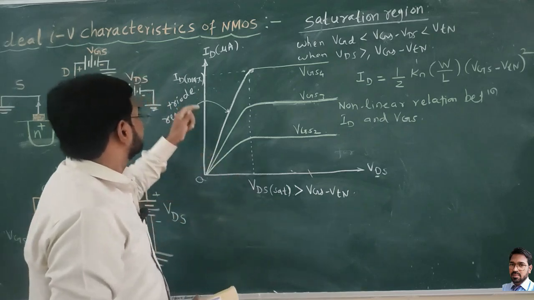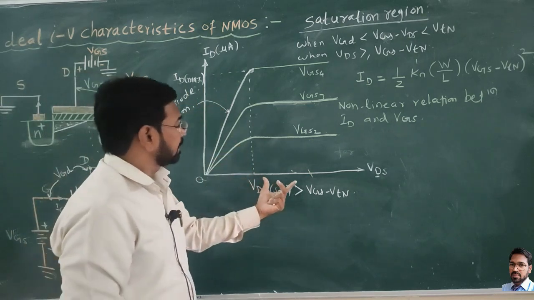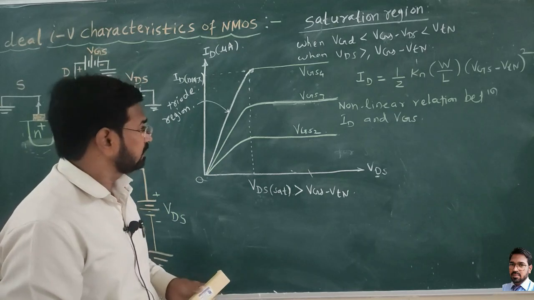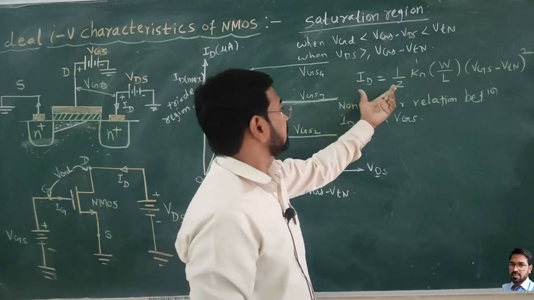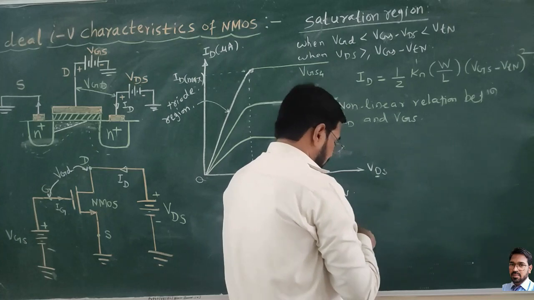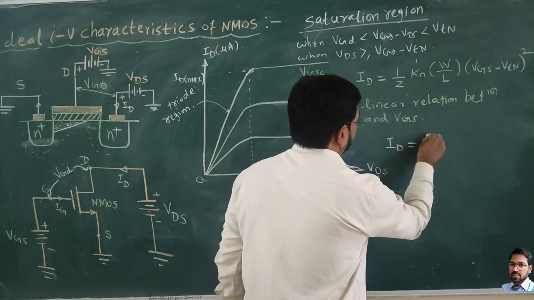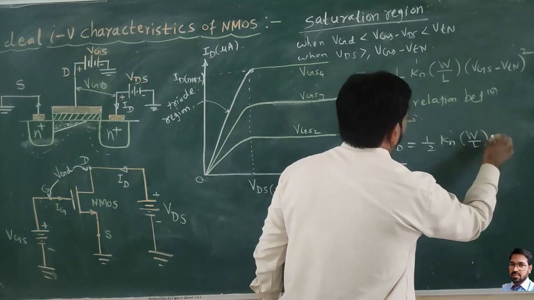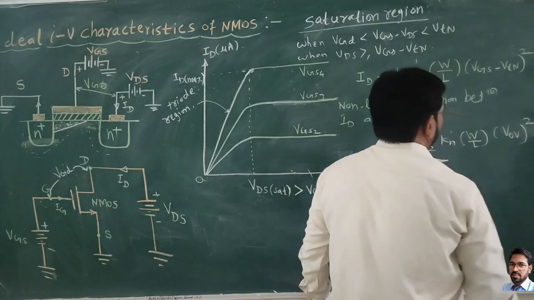So it has three parts: the triode region or non-saturation region, the cutoff region, and the saturation region. In the cutoff region, the drain current is almost 0, it is the off state of the device, and the third one is the saturation region. The current in the saturation region is given by this. We can write this equation in terms of overdrive voltage as ID is equal to half Kn dash W by L, times the square of the overdrive voltage.